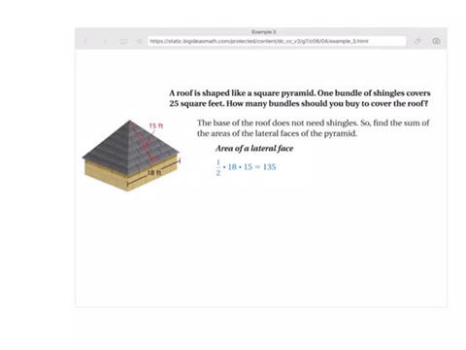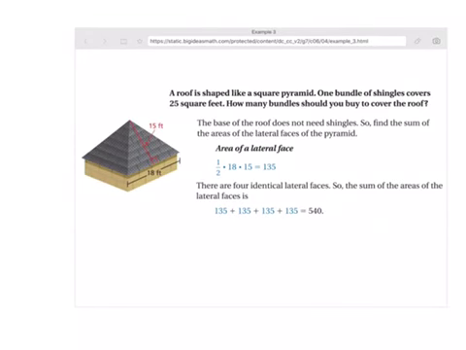There are 4 faces, so you're going to take that 135 and add it 4 times, or you can say 135 times 4, whichever you prefer, to get 540. Now this is 540 square feet. That's how much surface area you have on this roof. They told us that one bundle of shingles covers 25 square feet, so we need to divide 540 by 25 to determine how many bundles we need.